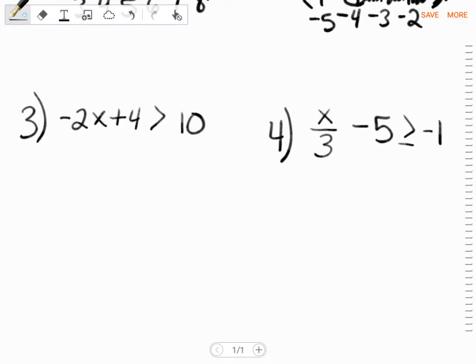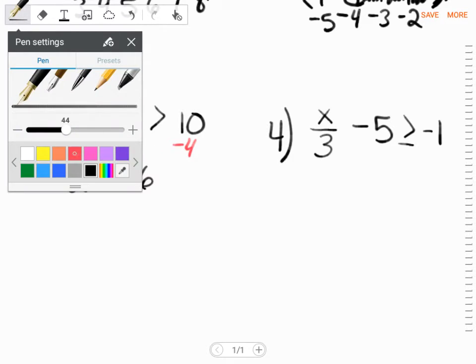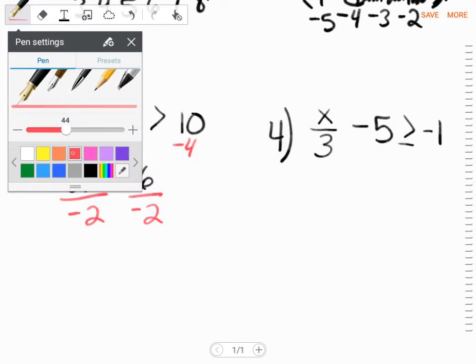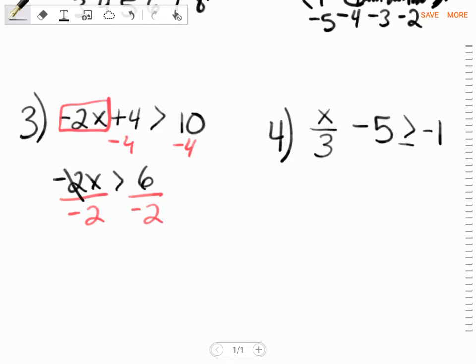Okay. Last two down here, these are two-step. So same idea, we want to isolate this guy first since they're attached. So we're going to do the inverse of the addition here. We're going to subtract 4. And we will end up with negative 2x is greater than 6. Now I need to divide by negative 2 to get that x by itself. And these guys cancel off. I am left with x. I divided by a negative, so that inequality has to switch. 6 divided by a negative 2 gives us a negative 3.